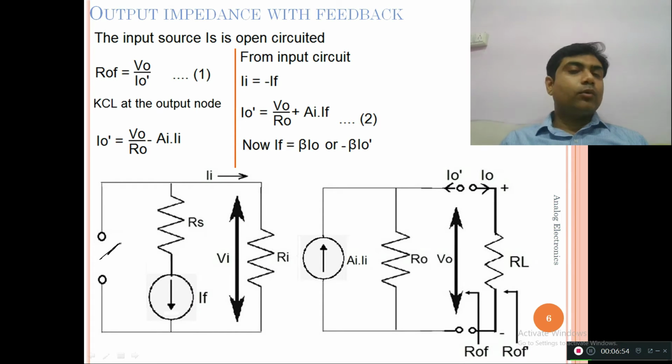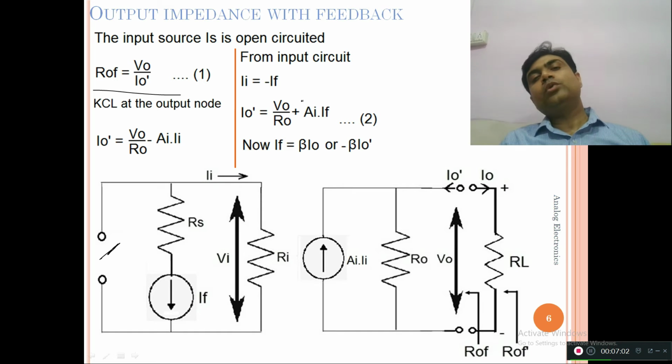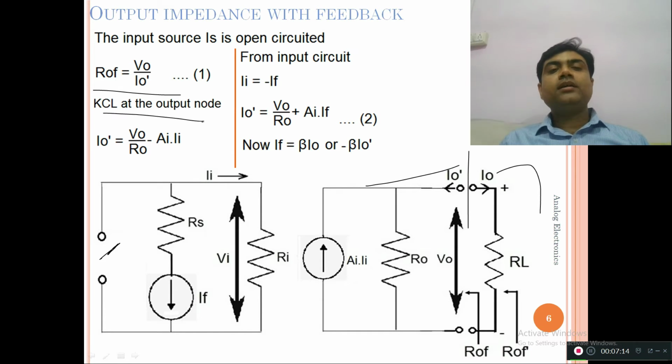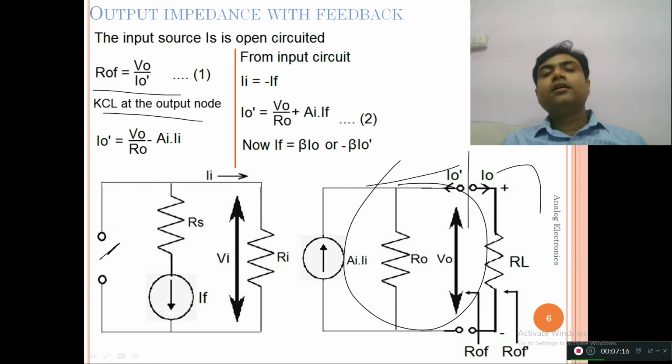Okay. Moving ahead, output impedance with feedback: we have again open circuited the source element here. Why we have done it I have already explained in the previous lectures, so I am not going into the detail of that. Now we are going to calculate the ROF. ROF can be calculated as output voltage upon output current. Again we have taken the two different currents following the convention of the two-port network, and I naught is flowing here, so I naught dash can flow here. I have applied the KCL again, because again it is the current circuit.